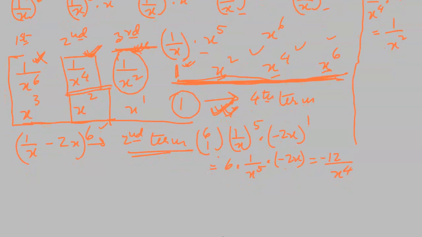What will be the third term? It will be 6c2 times 1 over x raised to the power of 6 minus 2, that is 4, and negative 2x raised to the power of 2. First of all, we have to check what is the value of 6c2. For that, we need a calculator. We can do it manually as well, but for this question and for the next question also, I would prefer to use a calculator.